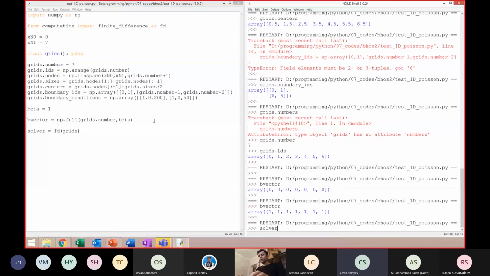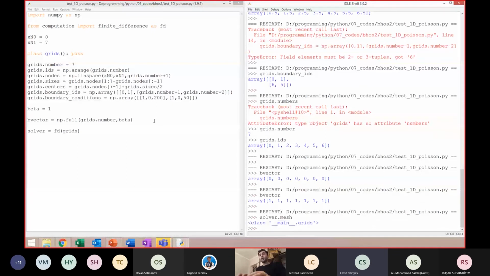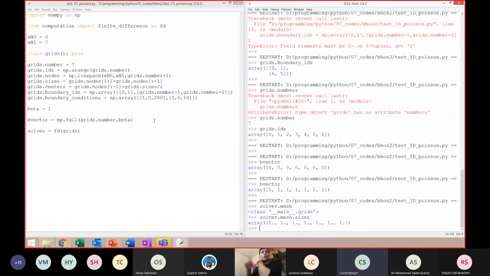Now, if you check the solver, it should have a central function, an implement boundary condition function, and the mesh information, the property that I just sent to the finite difference. If you check the solver mesh, it's an object as well, so I can check the sizes. I will get 111, which is equal to the number of elements I have. So all those mesh properties are attached to the solver now. It's inside of the finite difference class.